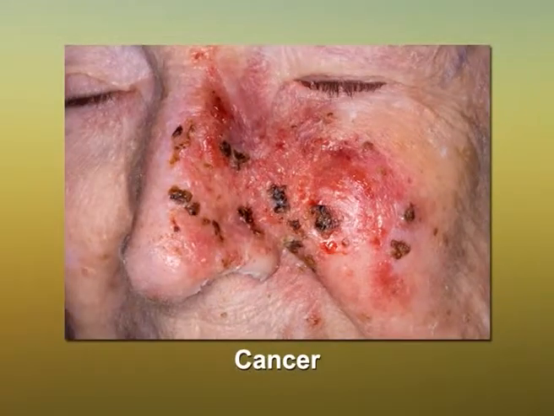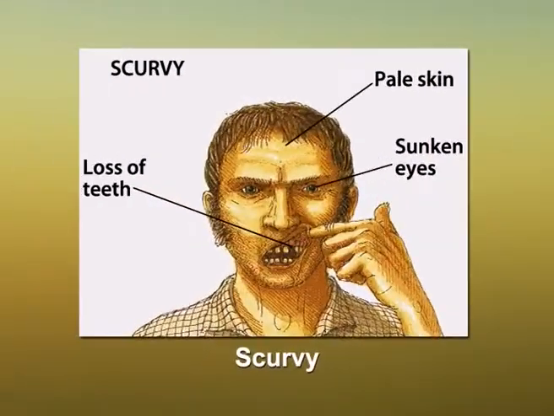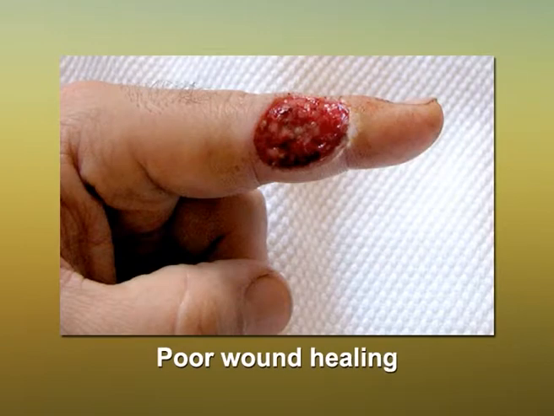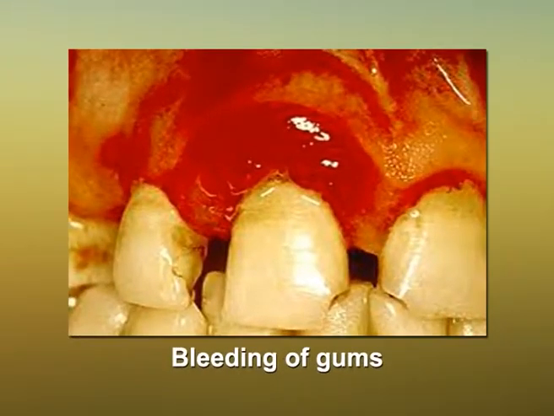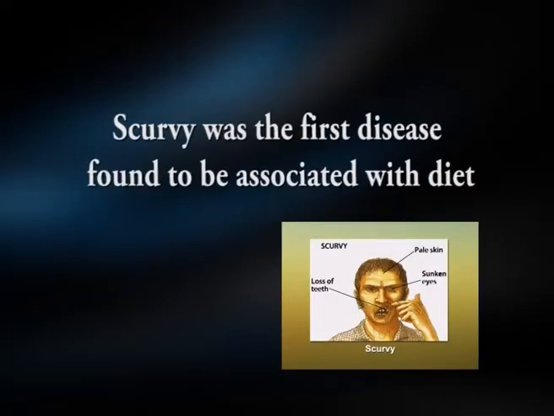Vitamin C has become the most controversial vitamin in recent years because of the claims and counterclaims on the use of vitamin C in megadoses to cure everything from common cold to cancer. In 1947, a Scotch surgeon, James Lind, discovered that citrus fruits help prevent scurvy, a deadly disease in which collagen is not properly formed, causing poor wound healing, bleeding of gums, severe pain, and death. Scurvy was the first disease found to be associated with diet.